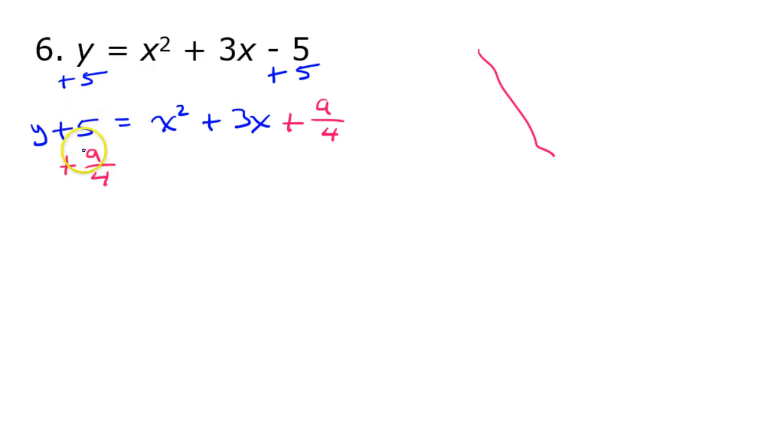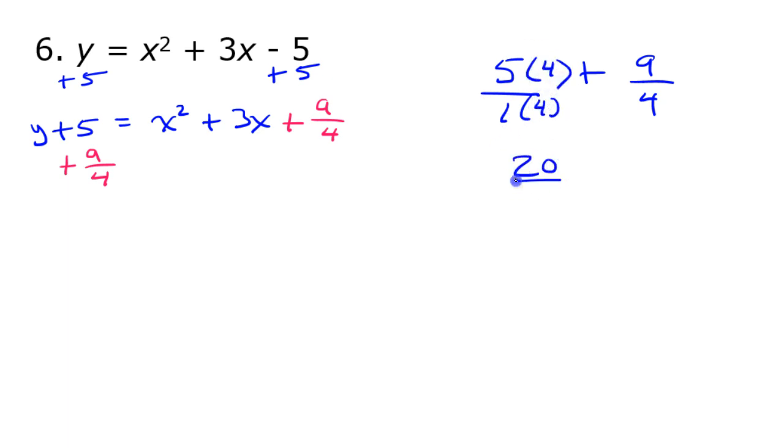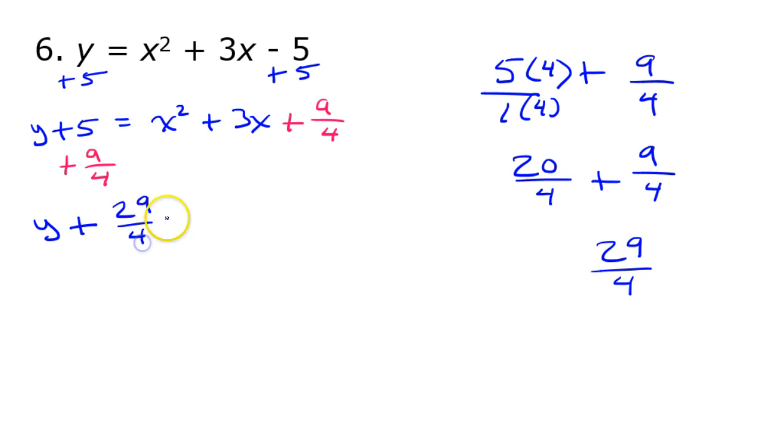Okay, so now I need to be able to add these two numbers together. So I need to add 5 plus 9 fourths. Think of this as 5 over 1. We need like denominators. So this will be the same thing as 20 fourths plus 9 fourths. So this is 29 fourths. So I have y plus 29 fourths equals. This will still be easy to factor if you think about it.